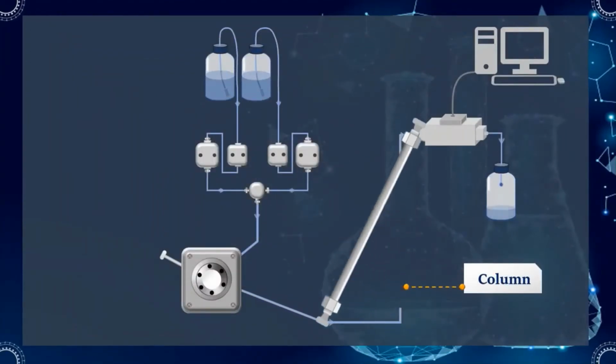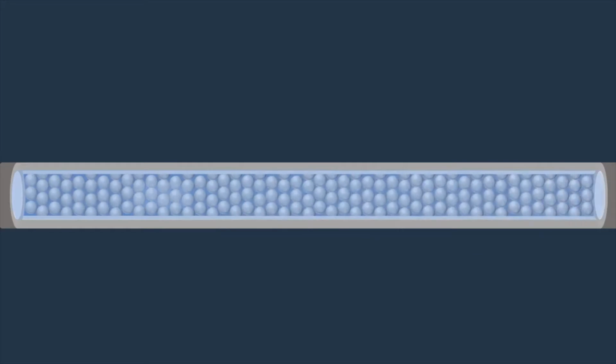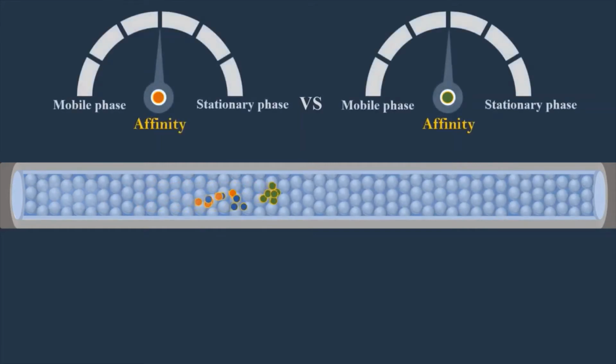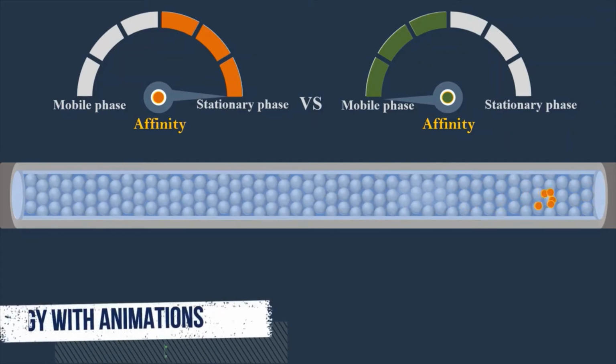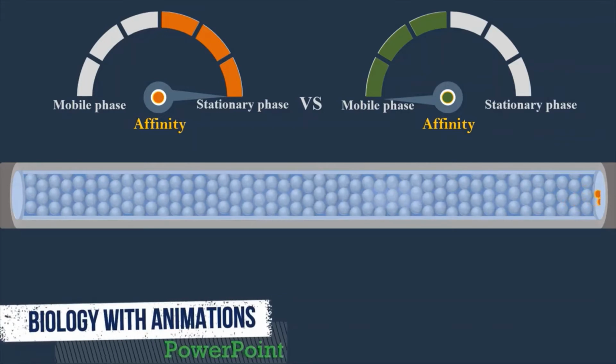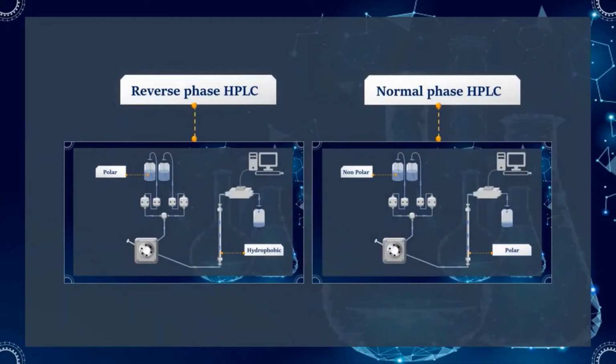The separation is based on differential partitioning of the sample components between the mobile and stationary phases. The component which has more affinity to the mobile phase, consequently less affinity to the stationary phase, travels faster and is eluted out first. And the component which has more affinity to the stationary phase, consequently more interaction, travels slower and is eluted later. This separation can be carried out according to which type of HPLC is used.